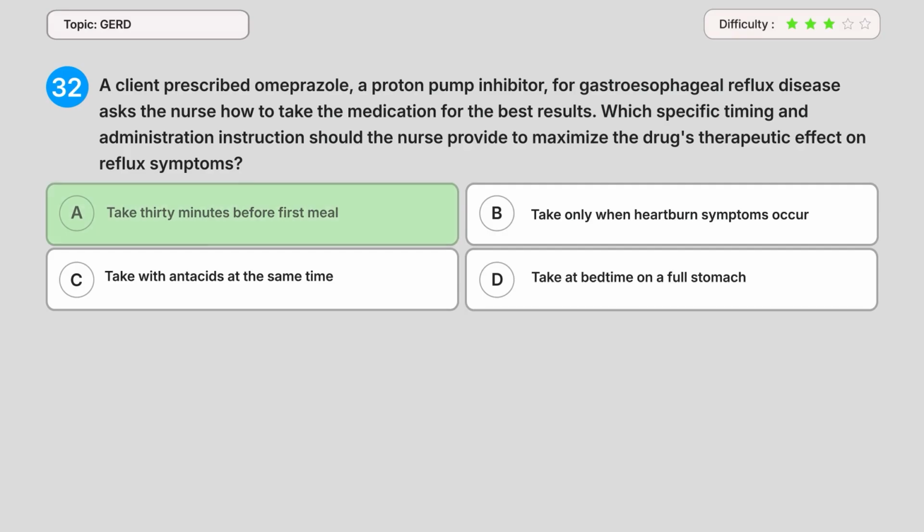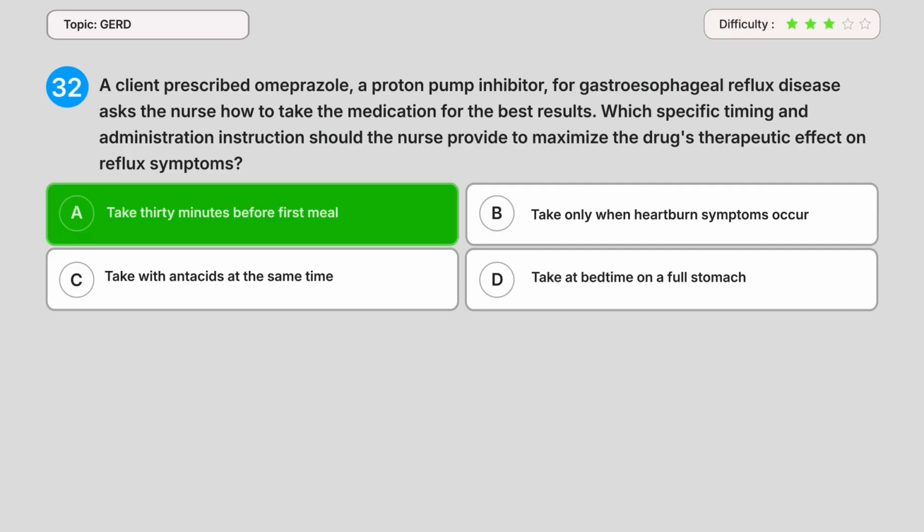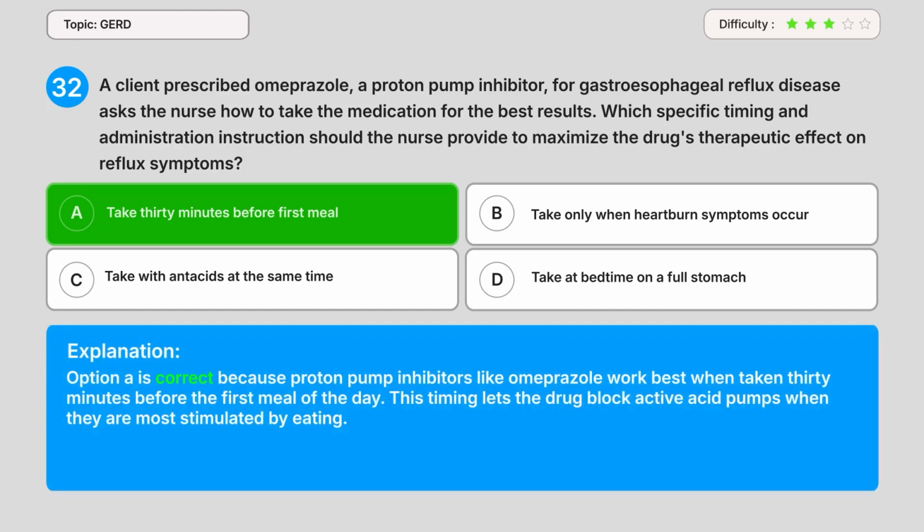Correct answer: A. Take 30 minutes before first meal. Explanation: Option A is correct, because proton pump inhibitors, like omeprazole, work best when taken 30 minutes before the first meal of the day. This timing lets the drug block active acid pumps when they are most stimulated by eating.